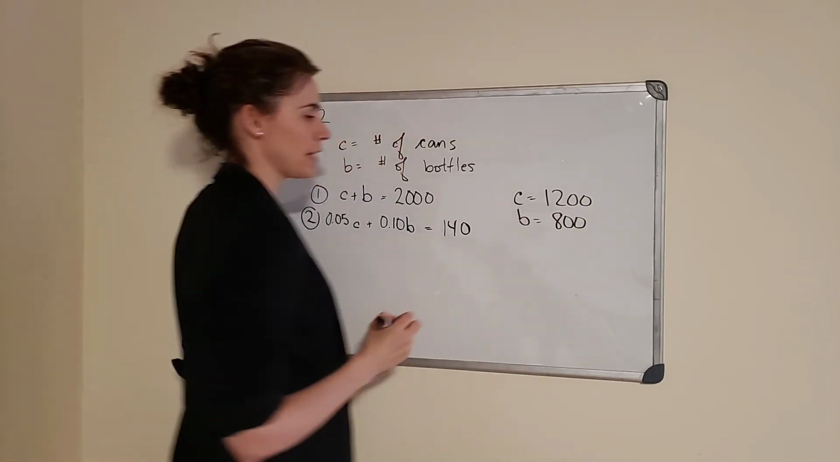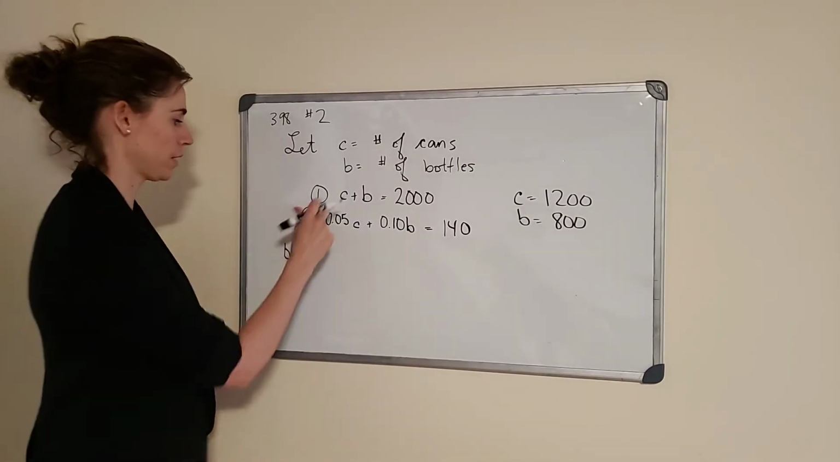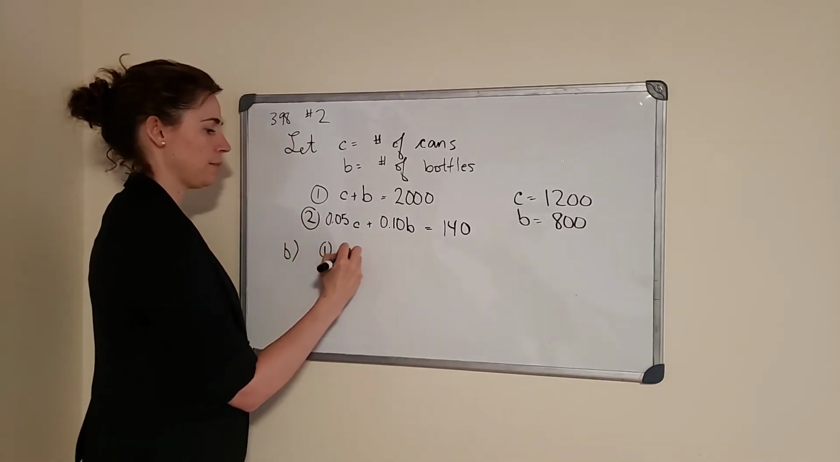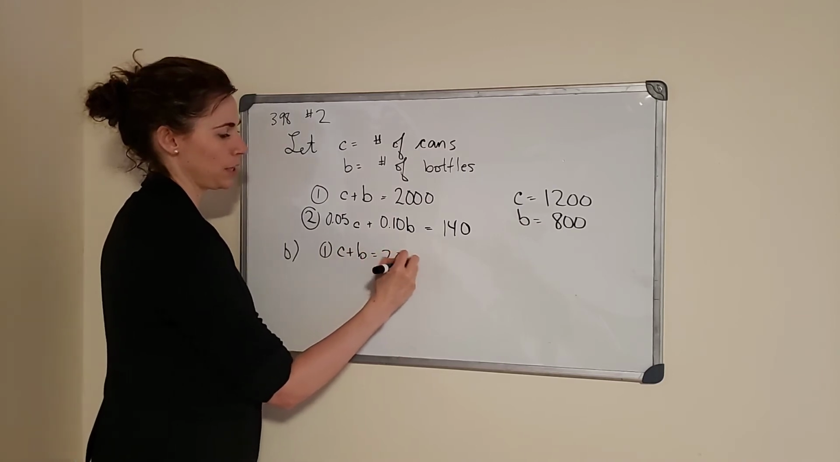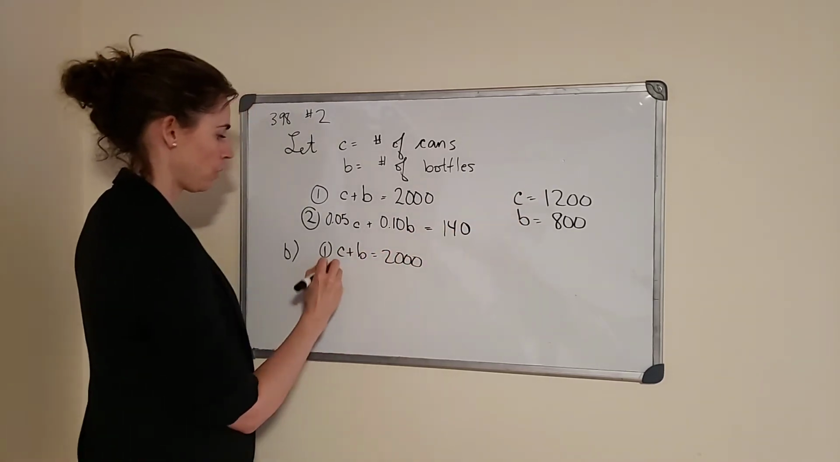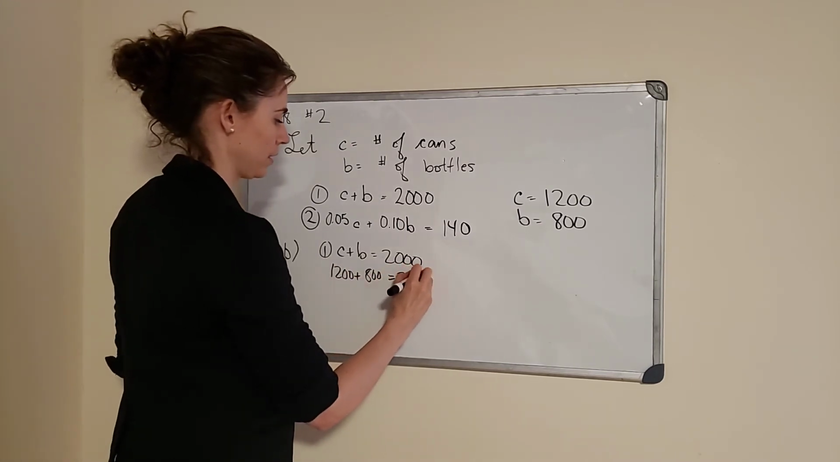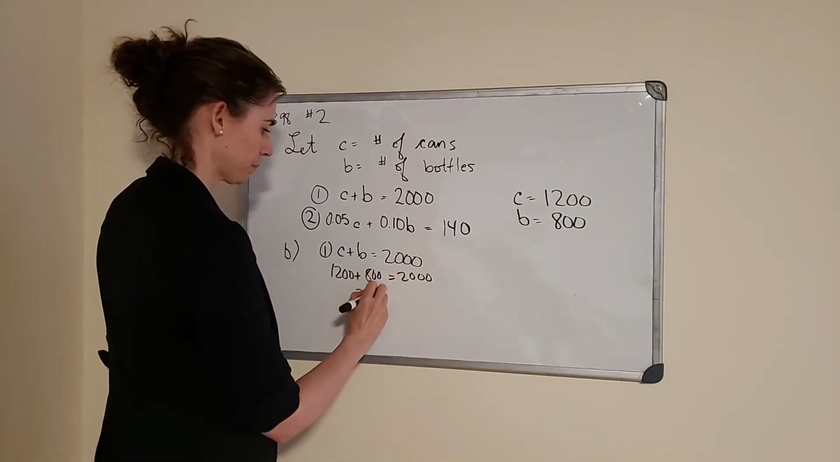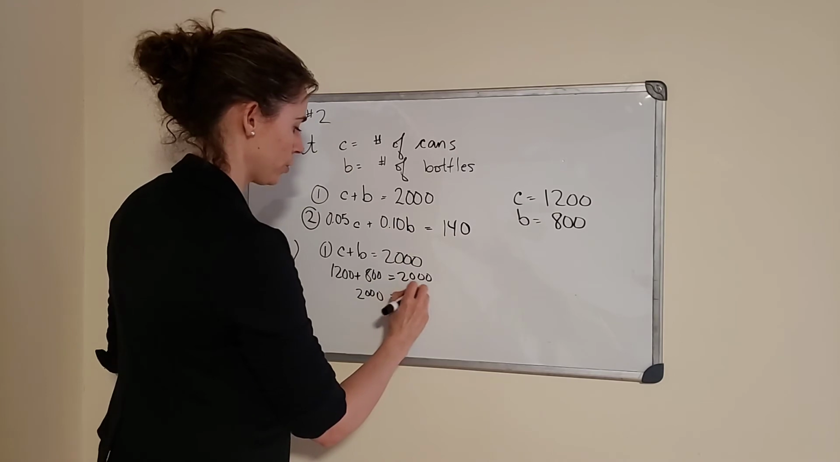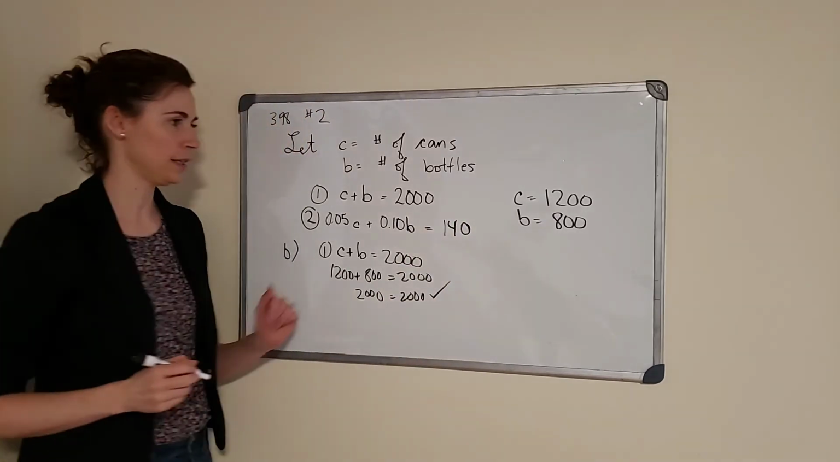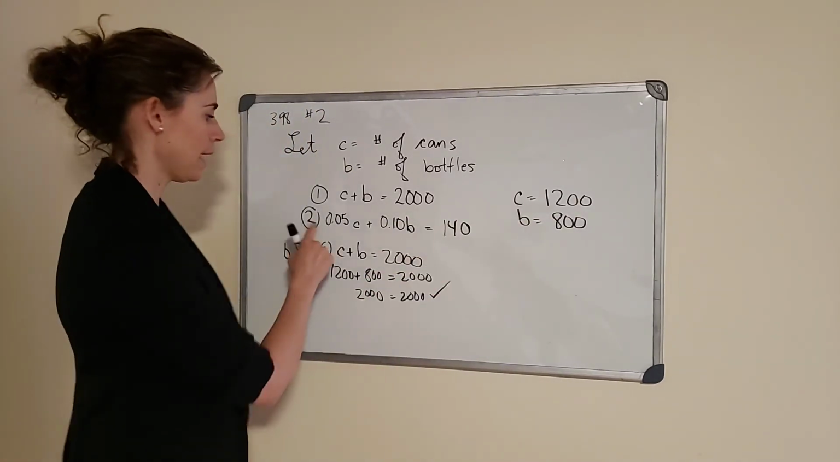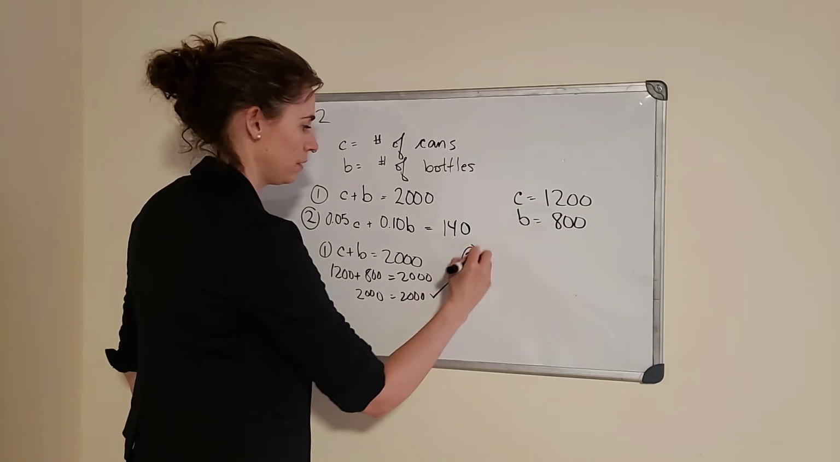Okay, so let's test that, just like we did the last question, in both equations, and see if the left side equals the right side in both. All right, so let's do the first one. C plus B equals 2,000. Now this is pretty easy to see, isn't it? 1,200 plus 800, does that equal 2,000? Absolutely. Okay, woohoo, so far so good. They could have had this number, okay? Now we need to put it in the second equation, okay?